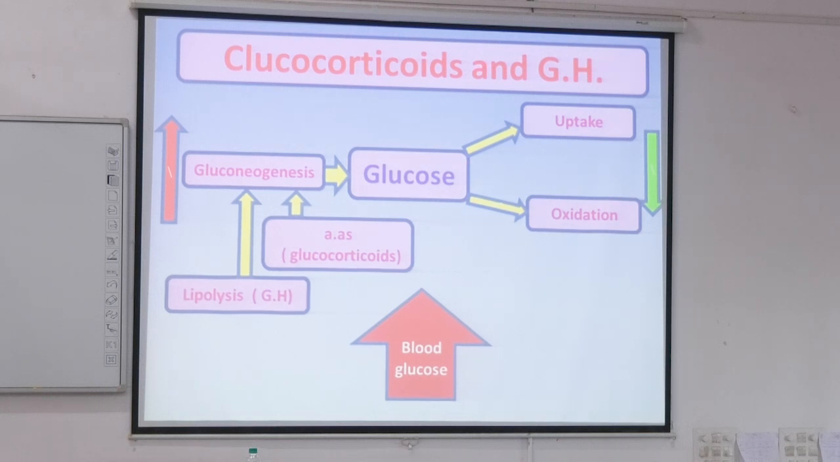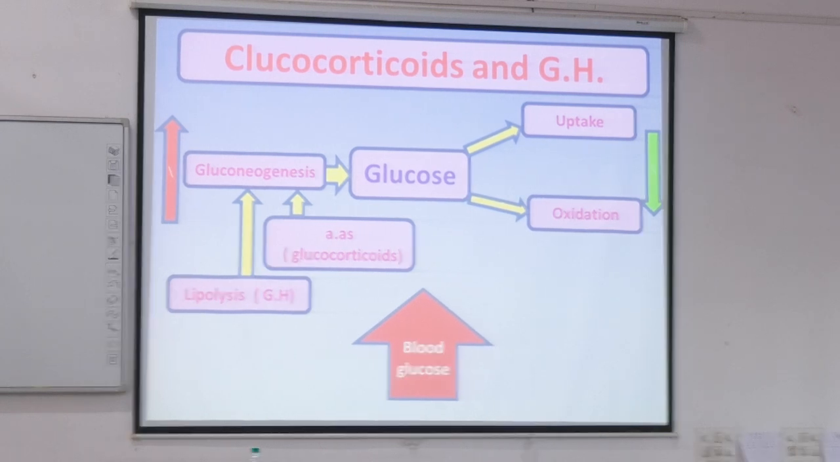So corticosteroids and growth hormone, they increase gluconeogenesis, they increase lipolysis. Vertical growth is achieved at the cost of lipolysis. You recall those days when suddenly your height was increased. You became thinner and taller. That is the effect of growth hormone.